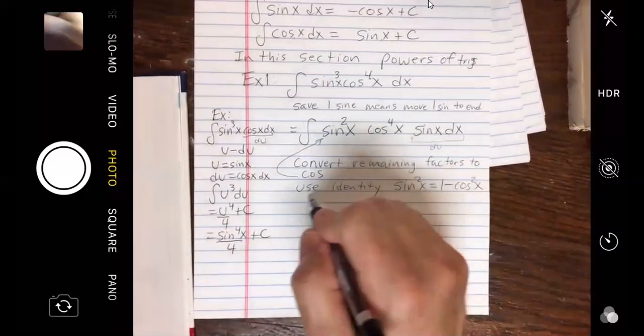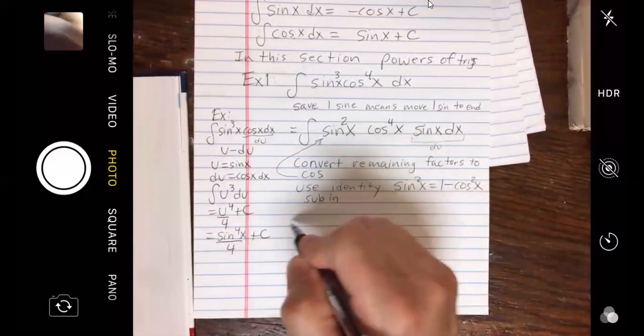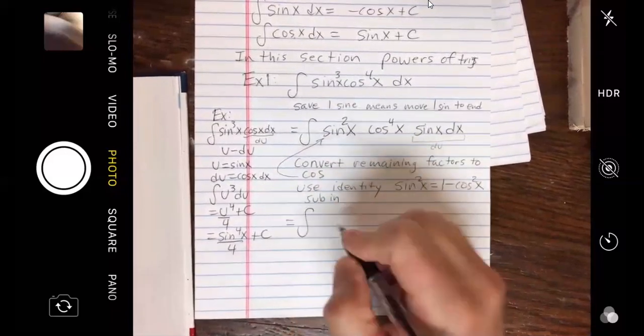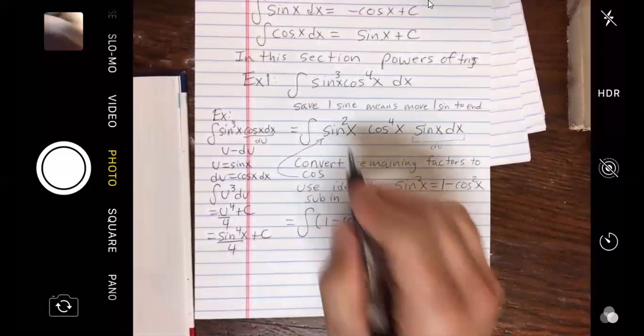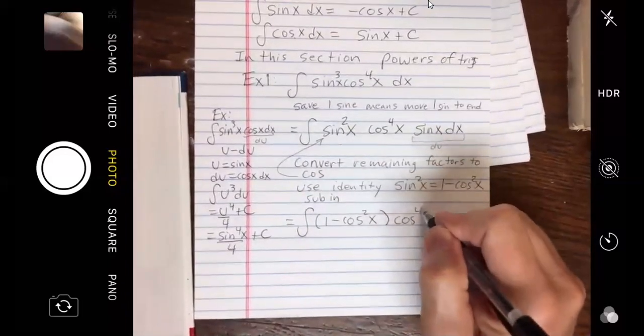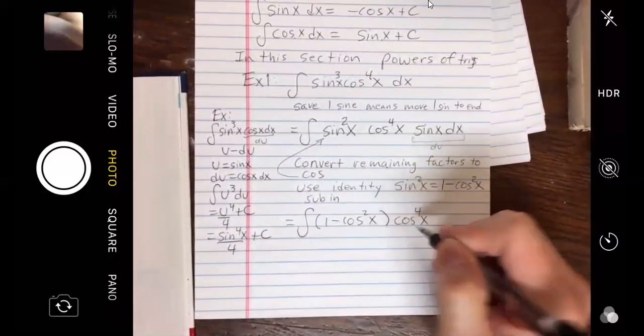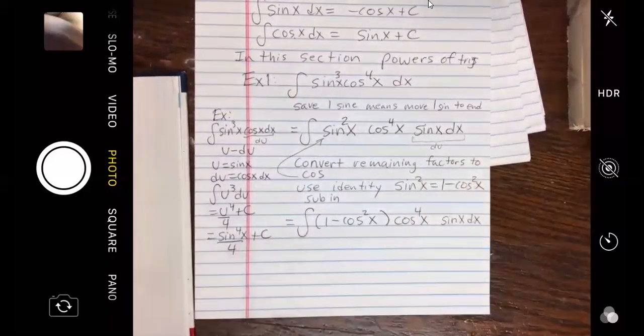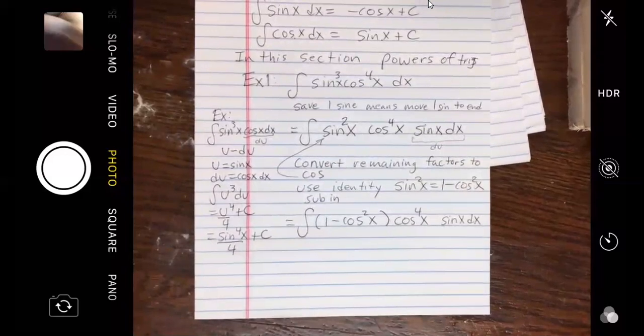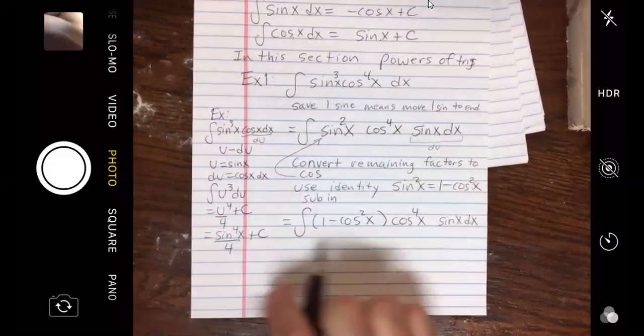So sub in, and you get the integral of 1 minus cosine squared, and you've converted the remaining factors to cosine. You have your cosine 4th. Didn't have to convert it, it was already cosine. Sine x dx. All right, everybody see I haven't changed a thing.